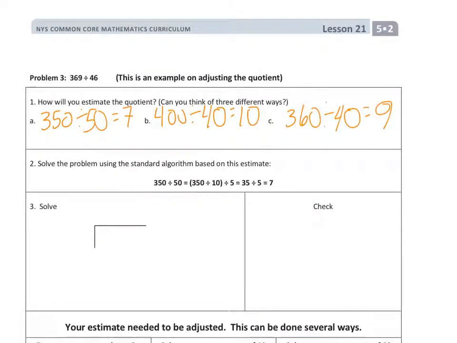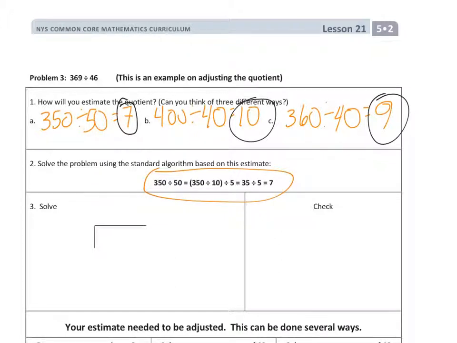So here are 3 different estimates that we could use. So one tells us that our quotient would be 7, one 10, and one says 9. So 3 different answers. They're all fairly close to each other. So let's solve using rounding to 350 and 50. So we have 46 going into 369, and our estimate says 7.